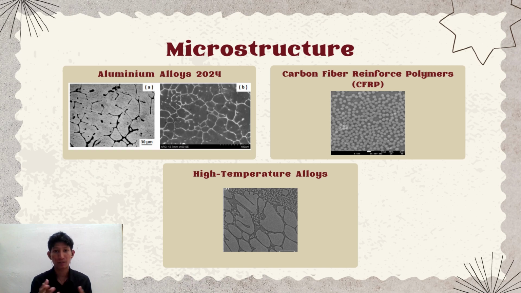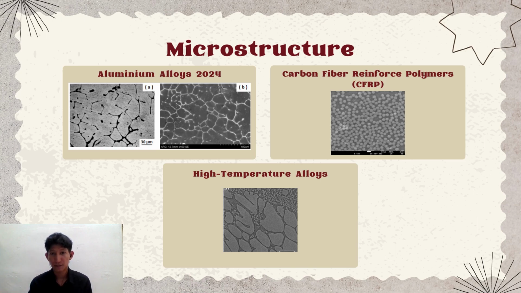Microstructure of the aluminum alloy 2024, CFRP, and high temperature alloys, which is nickel-based superalloys. For aluminum alloy 2024, we can see they have a larger grain size and grain boundaries. So aluminum alloy, which is aluminum, we obviously know has a higher ductility.